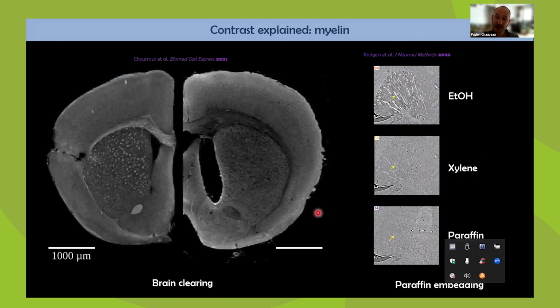So those are good reasons to think that we are actually looking at the myelin, and this is the change in refraction index between the gray matter and the lipid-rich white matter, which creates this nice contrast.